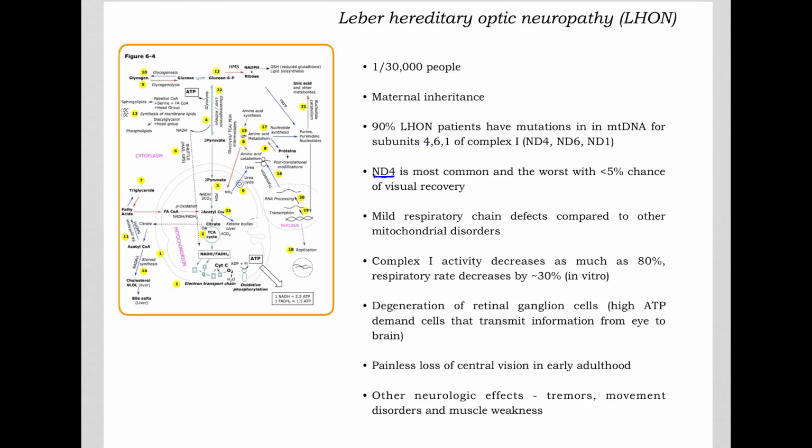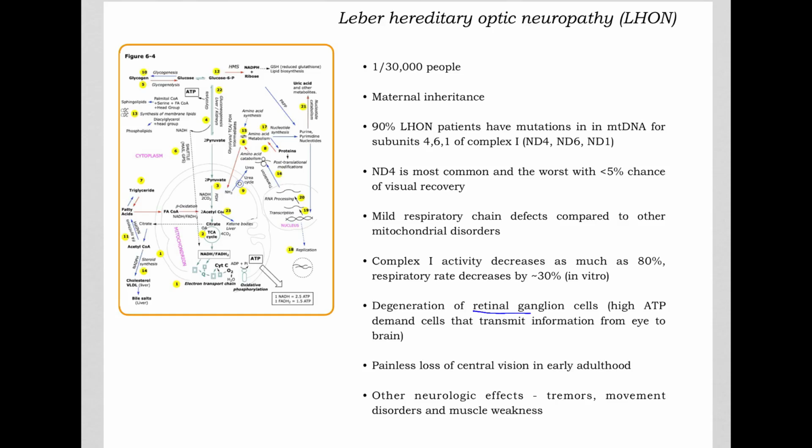ND4, where subunit 4 is affected, is the most common and the worst, where the eye abnormality is the most serious. Compared to other mitochondrial disorders, LON is a milder respiratory chain defect. In vitro experiments show that complex 1 activity can decrease as high as 80%. The respiratory rate decrease is about 30%. So that means there's still a 70% respiratory rate or oxygen consumption that is going on.